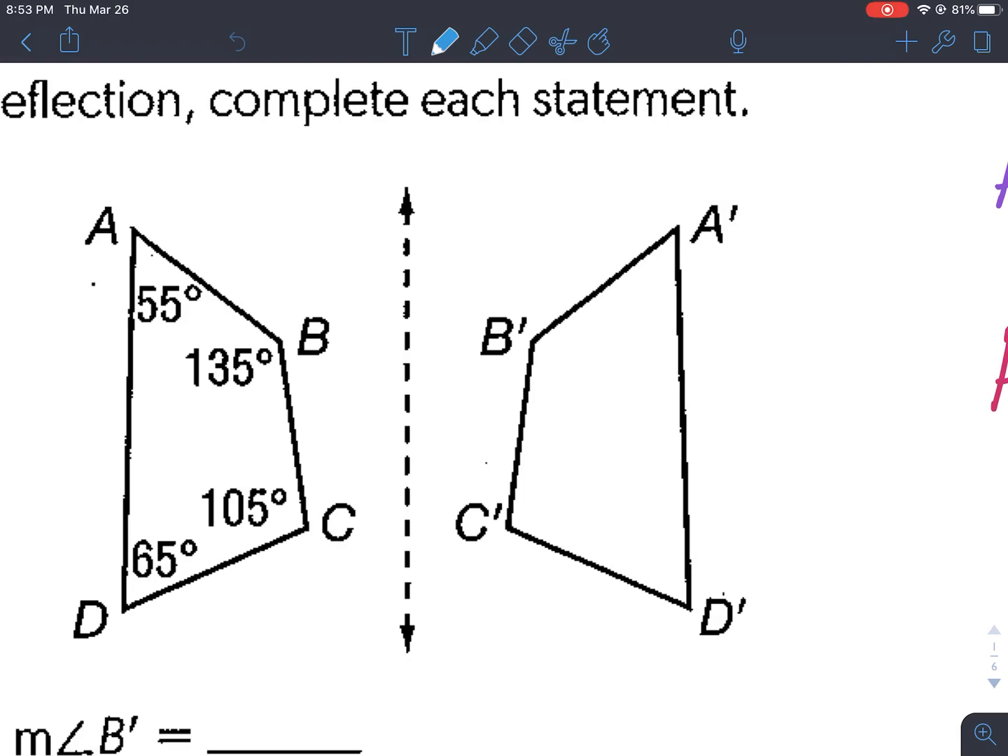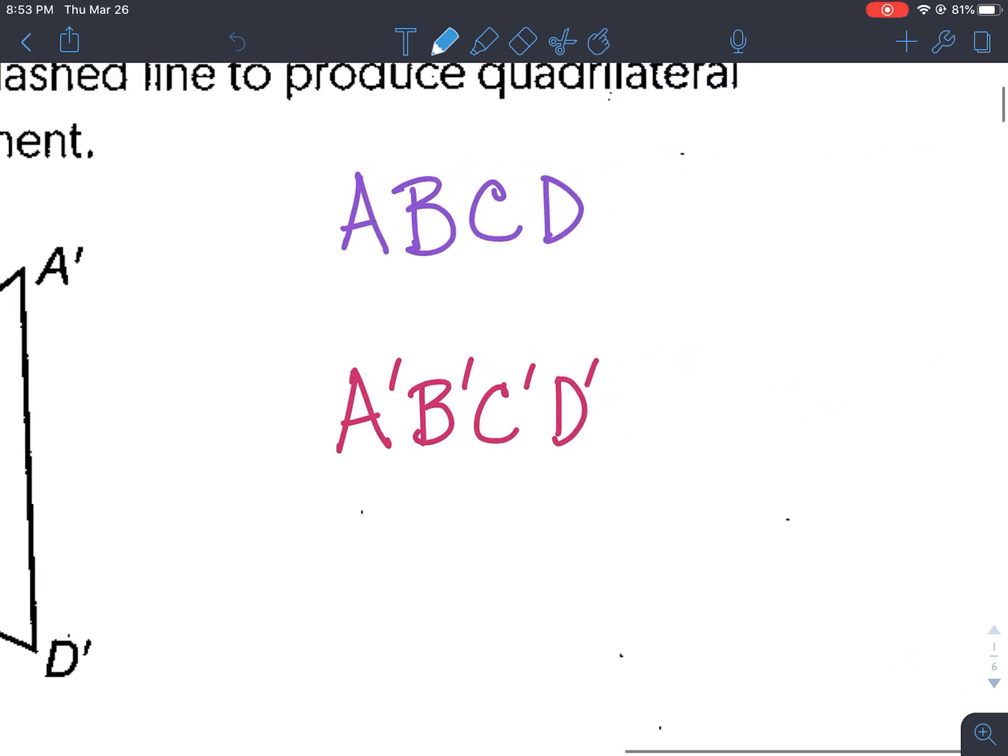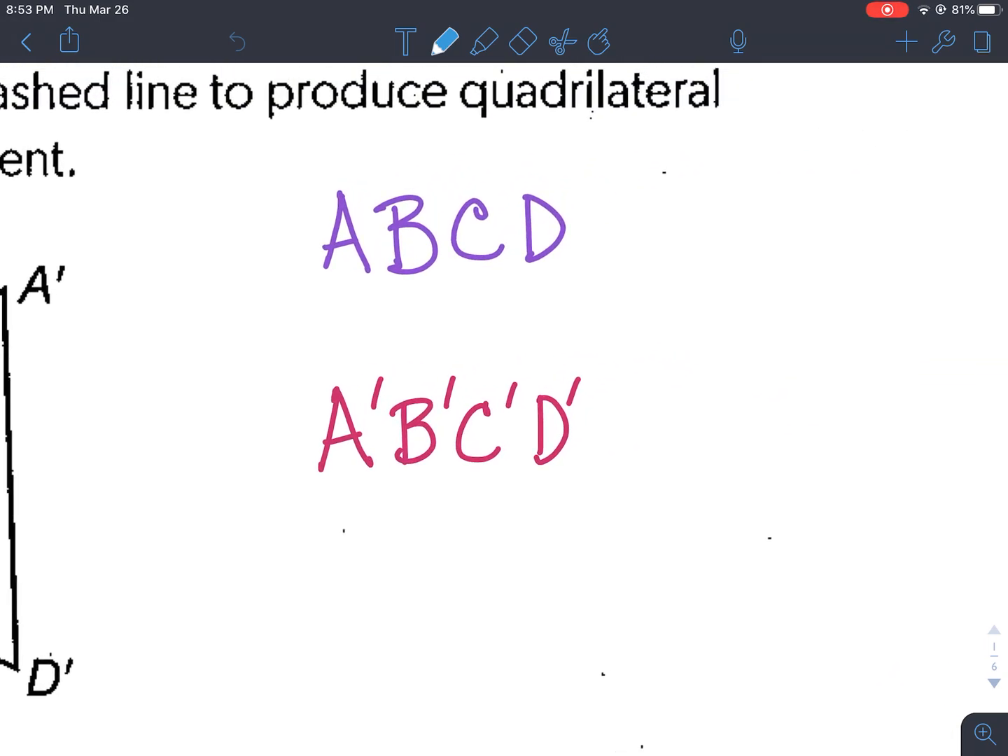Remember, if it's a reflection, that means the figures are congruent. So over here I wrote A, B, C, D, and then A prime, B prime, C prime, D prime. Remember, A corresponds with A prime, B corresponds with B prime, and so forth. Also, AB corresponds with A prime, B prime.